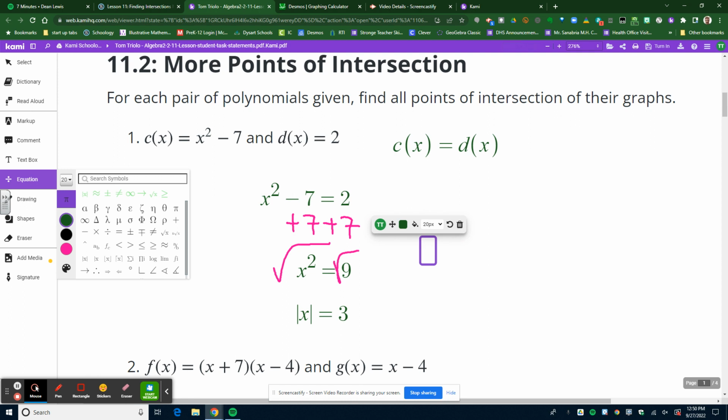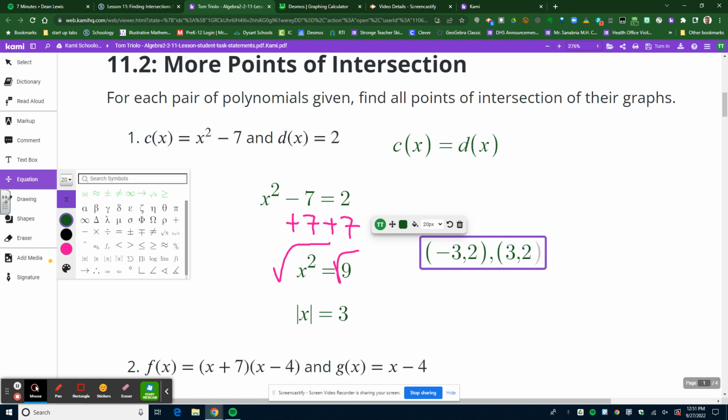So we want the points of intersection. Let's take a look at a graph. Now graph x squared minus 7 and then equals 2. Well, we should be able to figure this out. What is the y value? It's right there. What's the y value going to be? 2. So we're looking at open, negative 3, comma 2, close, comma, open, positive 3, comma 2, close.